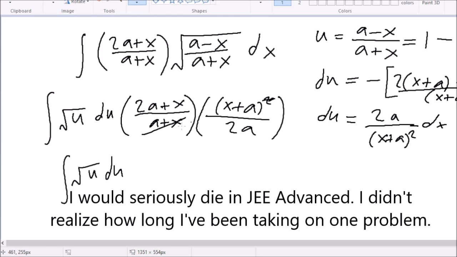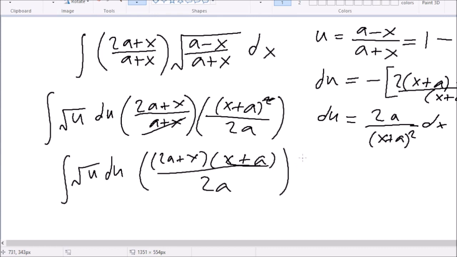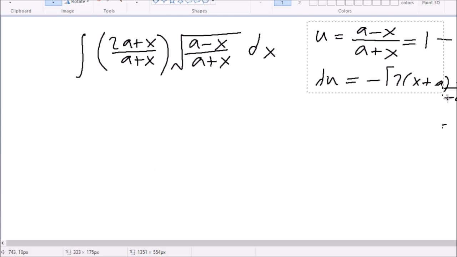This cancels out, this cancels out. We get, oh God, 2a plus x plus a over 2a. Huh. What does that simplify to? That has to simplify to something. X squared. Oh God. Okay, maybe none of this is gonna work. Well, crap. This is harder than I expected. Wow, okay.